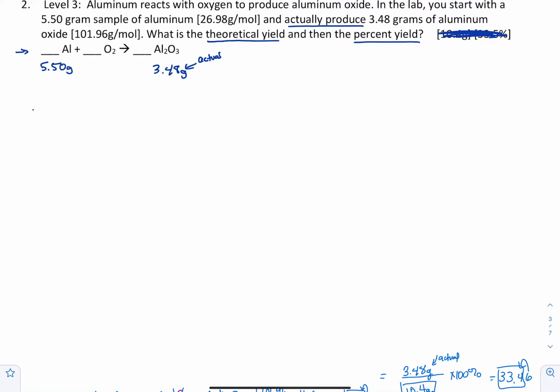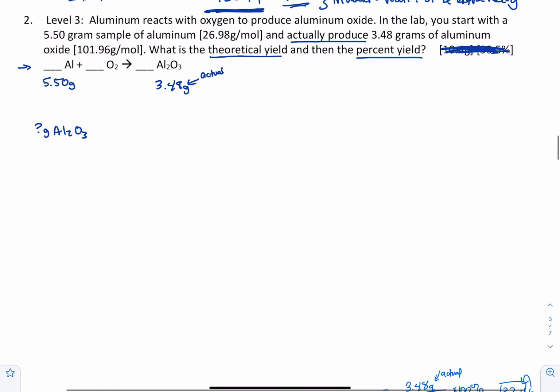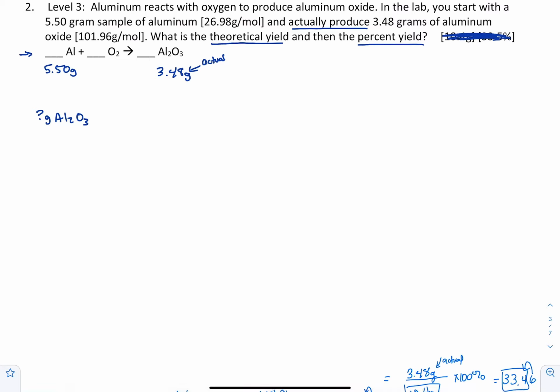So we're trying to first solve for grams of Al2O3. You don't ever use the actual, that's the thing that someone gets and puts on the scale. You don't ever use that for theoretical yield. It's just the regular old stuff, Al. Now, I need to balance the reaction before I go much further.